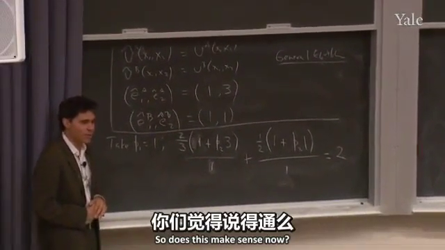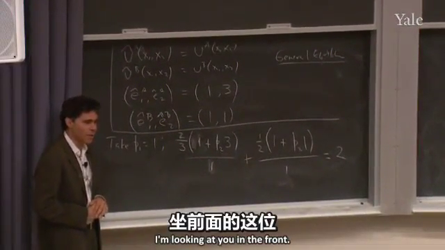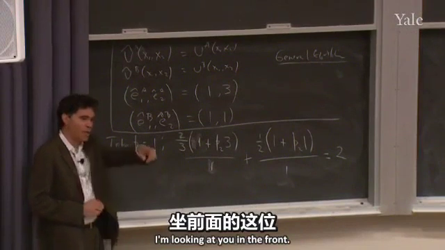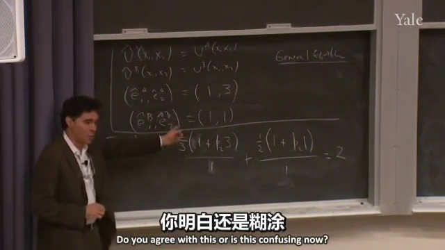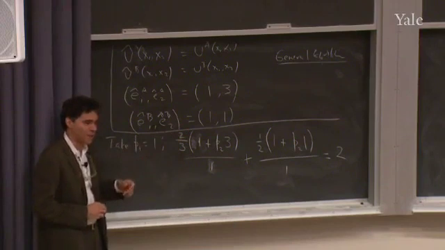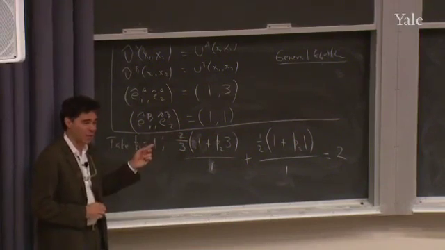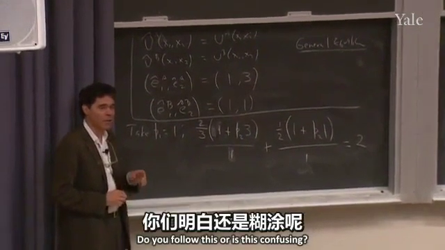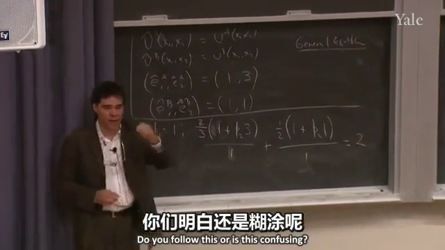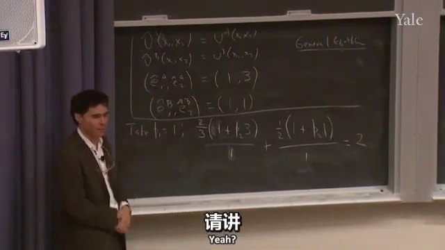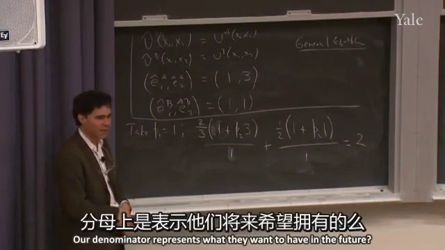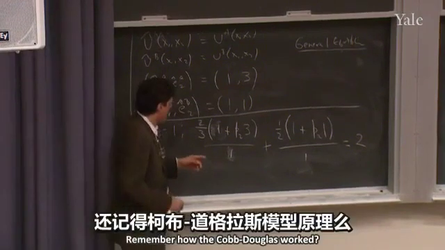So does this make sense now? I'm looking at you in the front. Do you agree with this, or is this confusing now? Does this make... Okay, someone else? All right, so do you follow this, or is this confusing? I can say it again if it's confusing. Yeah. Our denominator represents what they want to have in the future?